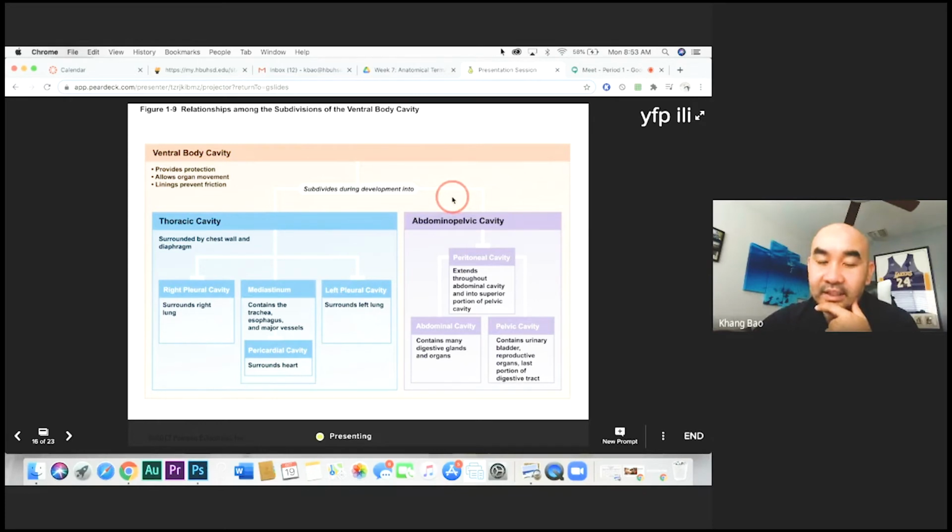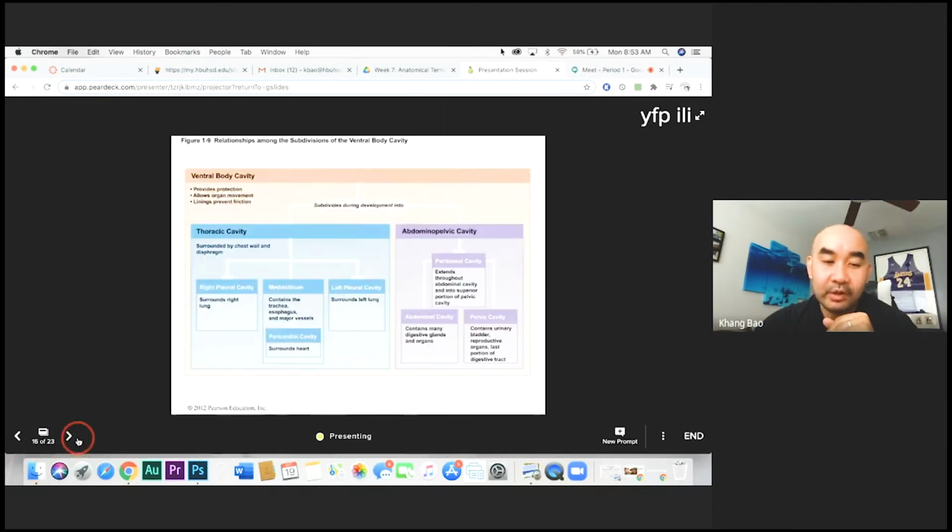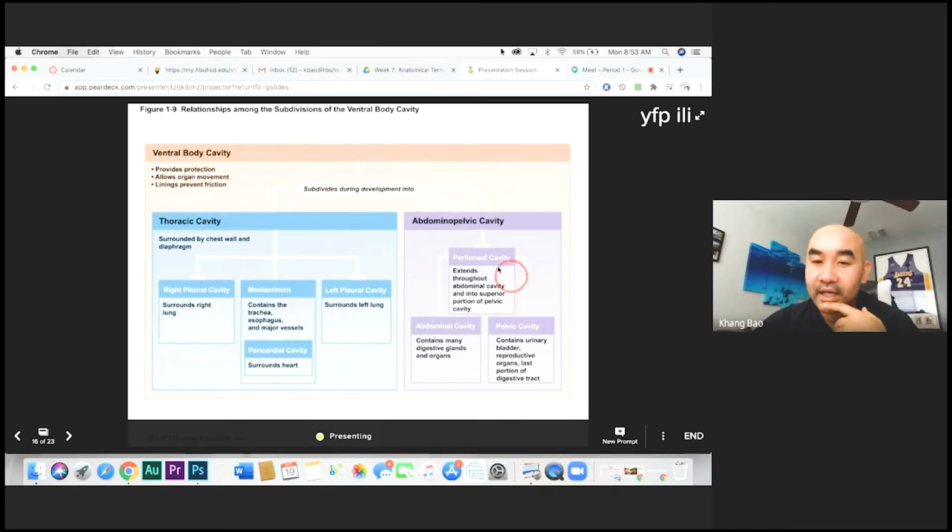And then everything else below the diaphragm here, everything else below, we call that the abdominal pelvic area. And this is where you divide the peritoneal. Peri means surround, all right? And this also carries your abdominal cavity, which contains many digestive glands and organs, and then your pelvic cavity. So this abdominal pelvic cavity contains the abdominal and pelvic cavity.